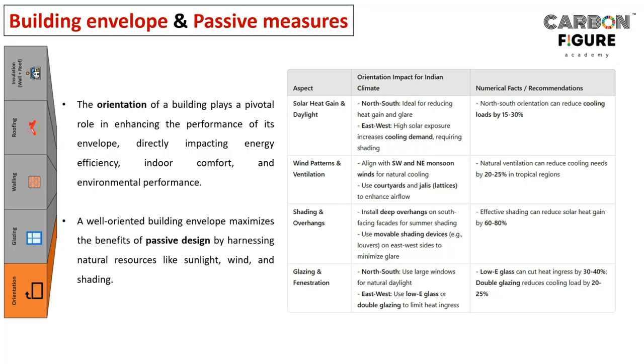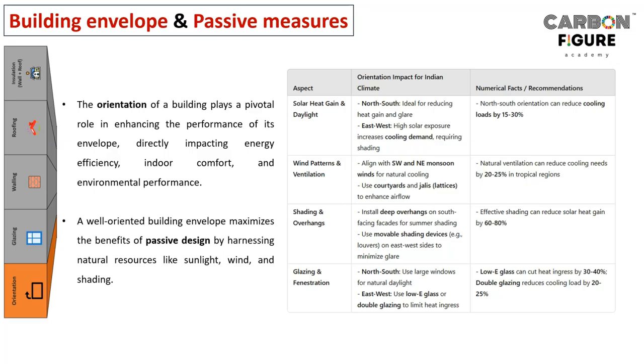With respect to that aspect, the north and south direction is ideal for reducing heat gain and glare. This is exclusively for Indian conditions and Indian climate conditions. So if you orient your buildings with the longer side facing north and south, that would be ideal for reducing the heat gain and glare. If you prefer east and west, that would have high solar exposure, increases the cooling demand, requiring shading as well, right?